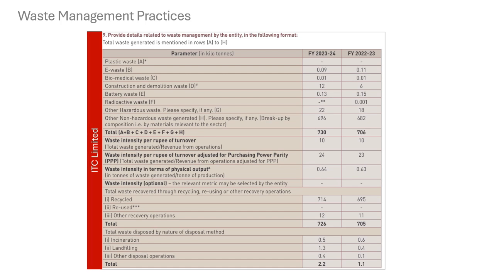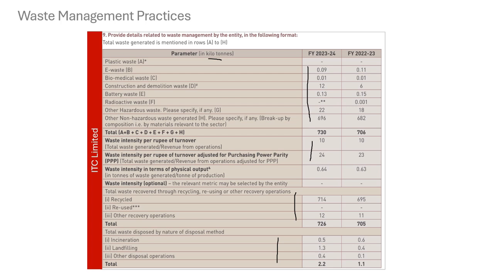This section has the quantum of the waste generated in each of the 8 categories. The unit of measurement is in tons or kilotons. The waste intensity is in terms of turnover in rupees and again in dollars adjusted to purchasing power parity. There is a section for the quantity of waste recycled or reused by the company. The last section is about waste disposal through various methods like incineration, landfilling, or any other disposal method.